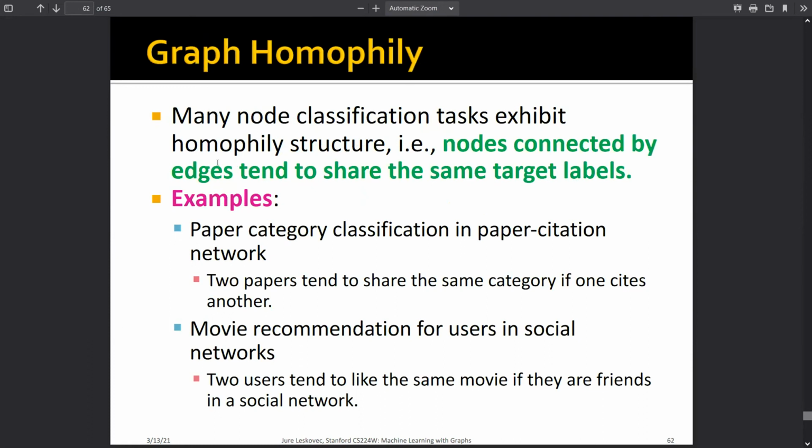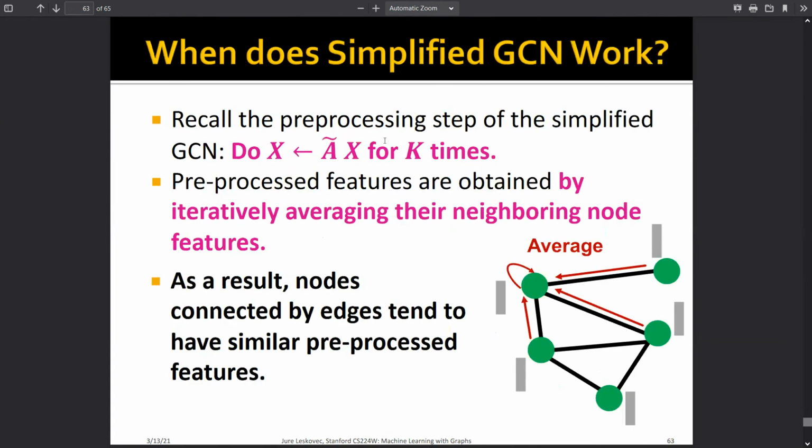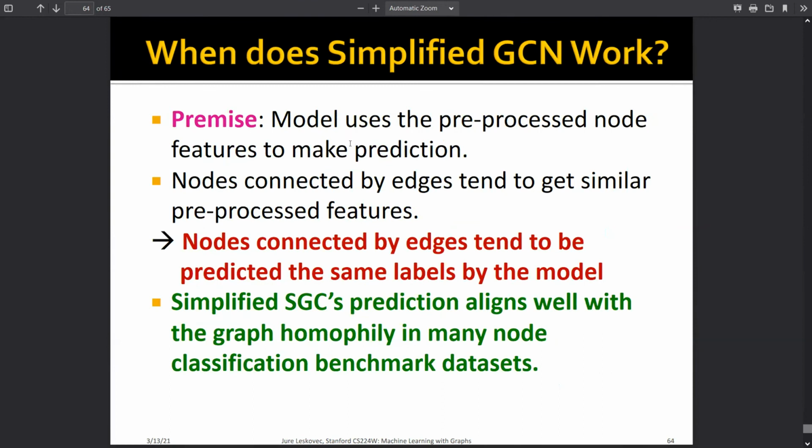This is an important thing that he says, right? Why does this vectorizing part work? Because of homophily. Because of the homophily structure, two papers tend to share the same category if one cites another, and recommendations within social networks reflect similar tastes. So recall the pre-processing step of the simplified GCN, X hat equals A^k X: pre-processing features obtained by iteratively averaging their neighborhood features. The nodes connected by edges tend to have similar pre-processed features. The model uses pre-processed node features to make predictions. That's the whole idea, right? Homophily structure. That is the reason.